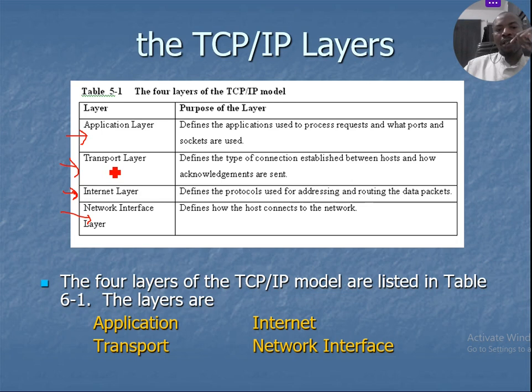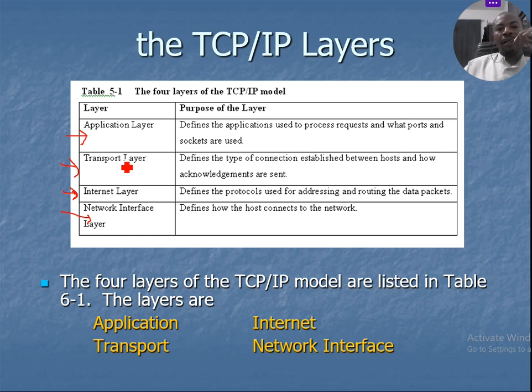For the TCP IP model, the transport layer defines the types of connection that are established between hosts and how the acknowledgements are sent from host to host on the network.